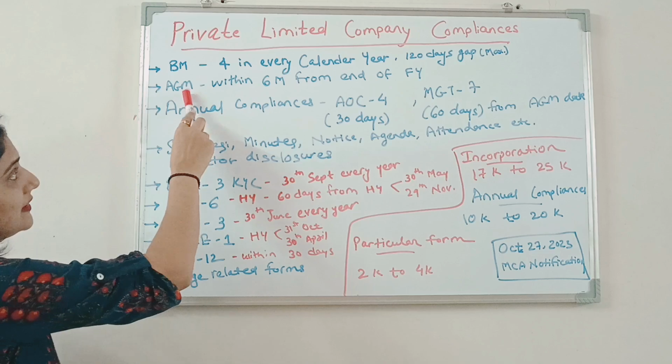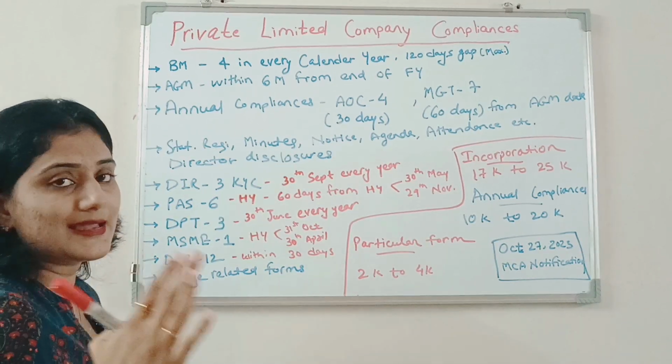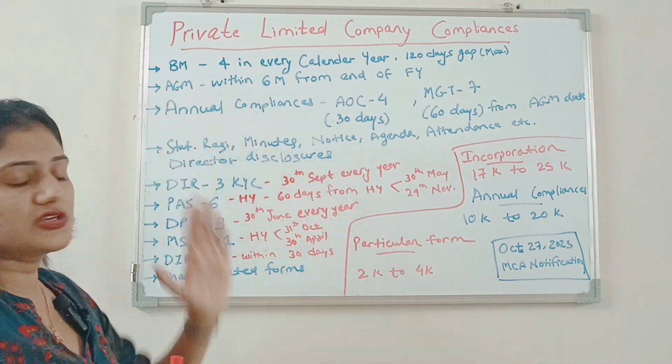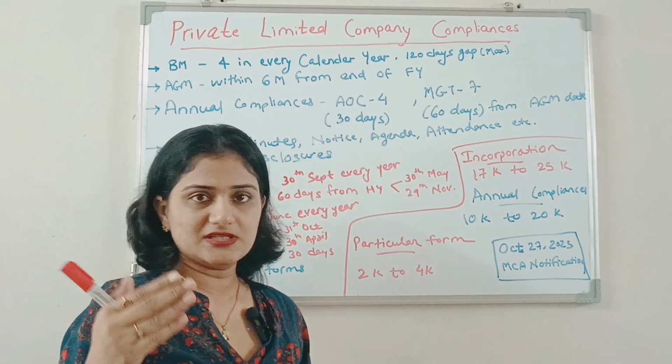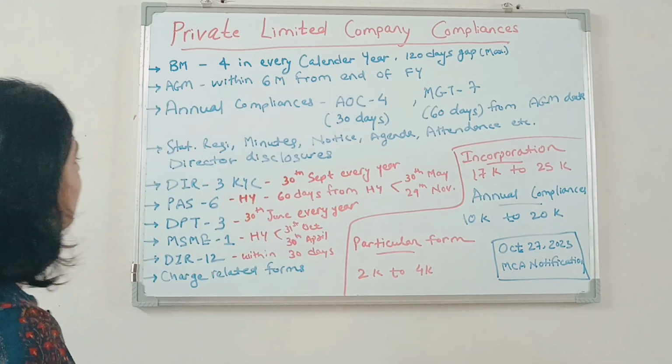Now here one thing, for a board meeting 7 days notice should be given, although shorter notice can also be given. And for an annual general meeting 21 days notice has to be given to the shareholders. Here also shorter notice can be given.